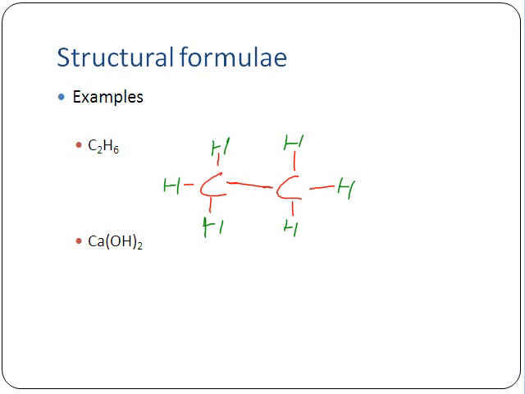Let's look at our next one, calcium hydroxide, Ca(OH)2. For this one, let's start off by looking at the calcium. If you look at the periodic table, calcium has a valence of +2, therefore it wants to make 2 bonds. So it makes 2 bonds off the calcium. Our next part here is OH. We know the oxygen wants to make 2 bonds. It has a valence of -2. Hydrogen wants to make 1 bond.